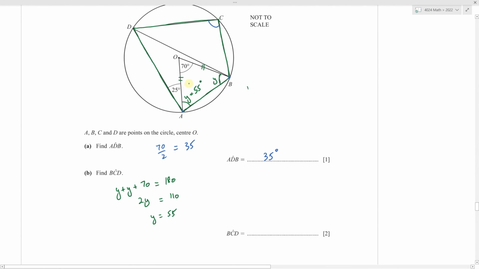Now I can use the property of cyclic quadrilateral, which is opposite angles. So angle DAB plus angle BCD equals 180. DAB is 25 plus 55. 25 plus 55 plus BCD equals 180. So BCD will be 180 minus 80, which is 100. So angle BCD is 100 degrees.